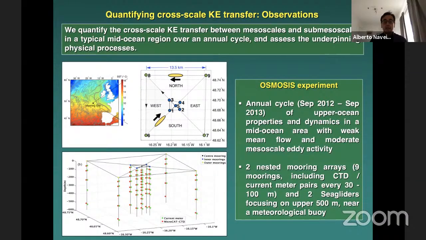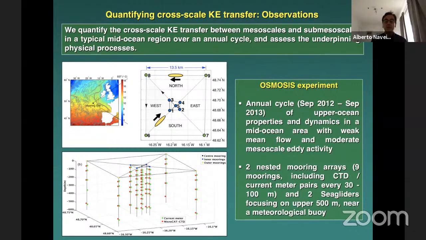world. So what we did in this area was to deploy 2 nested mooring arrays, which are indicated at the top of the slide. The central, or inner, mooring cluster had a radius comparable to the submesoscale Rossby radius of 1 to 2 kilometers. And the outer cluster had a radius comparable to the Rossby radius, the barotropic-Rossby radius of deformation at this latitude, of order 13 kilometers.